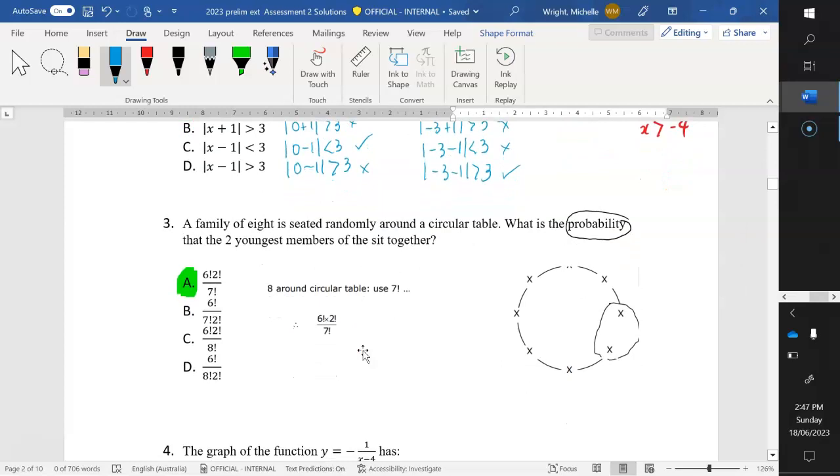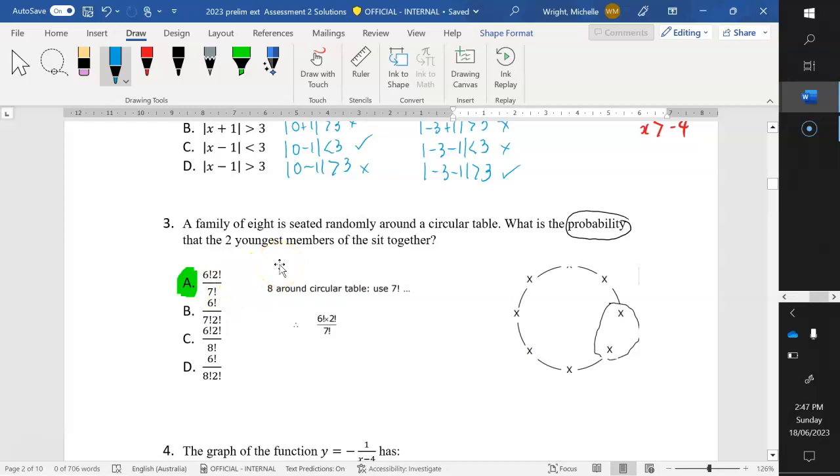Number 3, the family of 8 seated randomly in a circle around a table. It did say probability, so the bottom line of your solution is going to be unrestricted. It's sitting at a table. There's 8 people, so 8 minus 1, which is 7. So it has to have 7 factorial on the bottom. So that would have ruled out nearly everything.